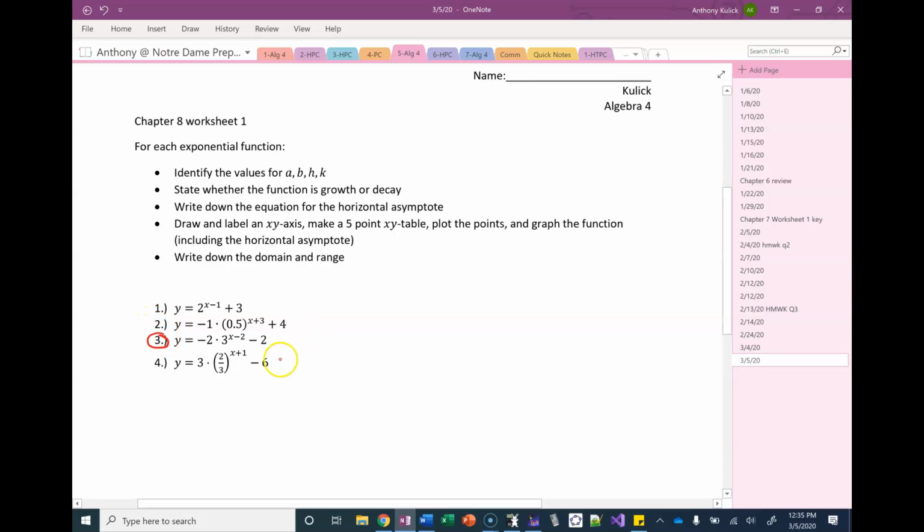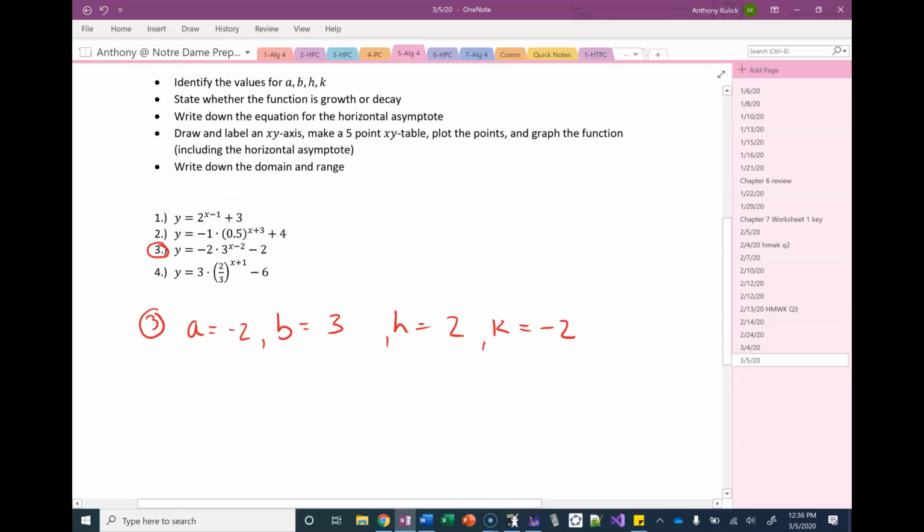Sure. All right, so looking at number 3, the first thing we want to do is write down the values for A, B, H, and K. What are those 4 values? Very good. So using that, is this growth or decay? Growth. Since the B value is bigger than 1, it's growth.